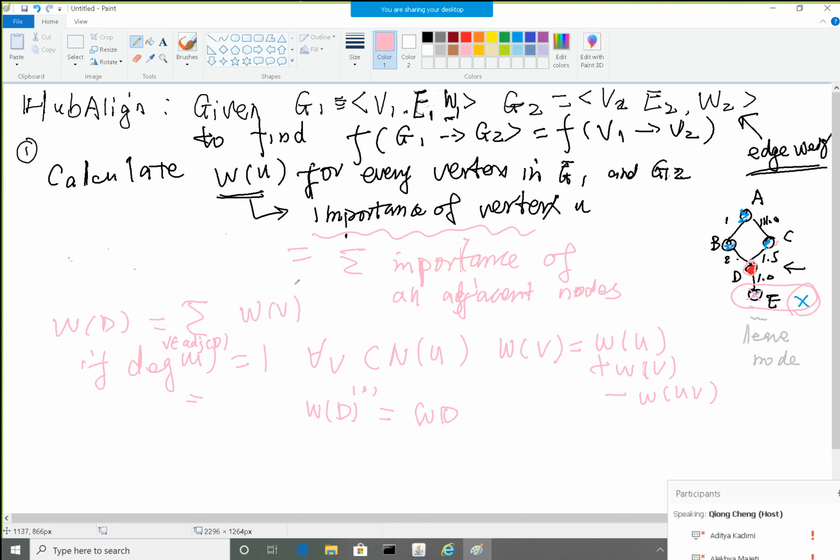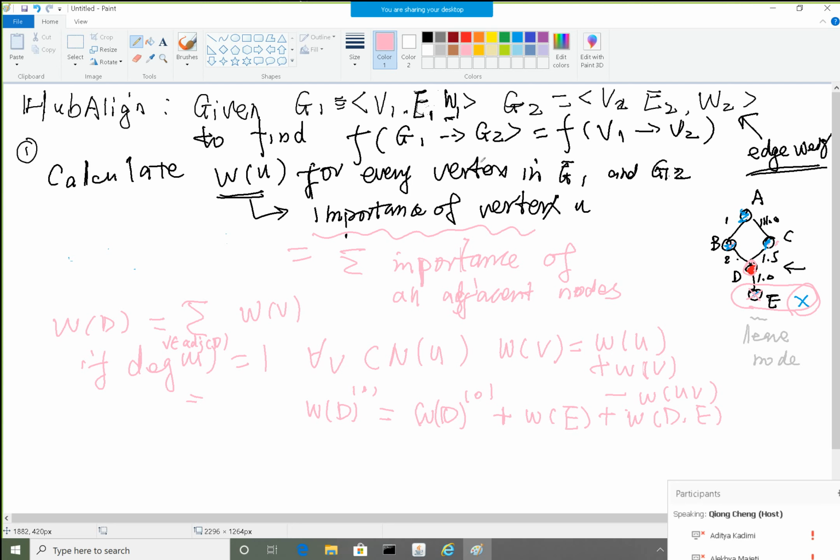And this is equal to WD itself, the original D, plus the WE plus the weight DE, corresponding to number 1, the 1.0. So this is for when this node is a leaf.